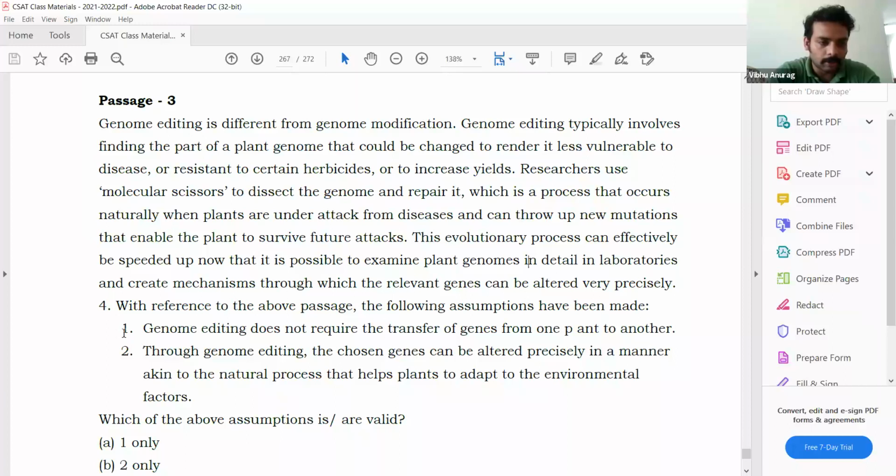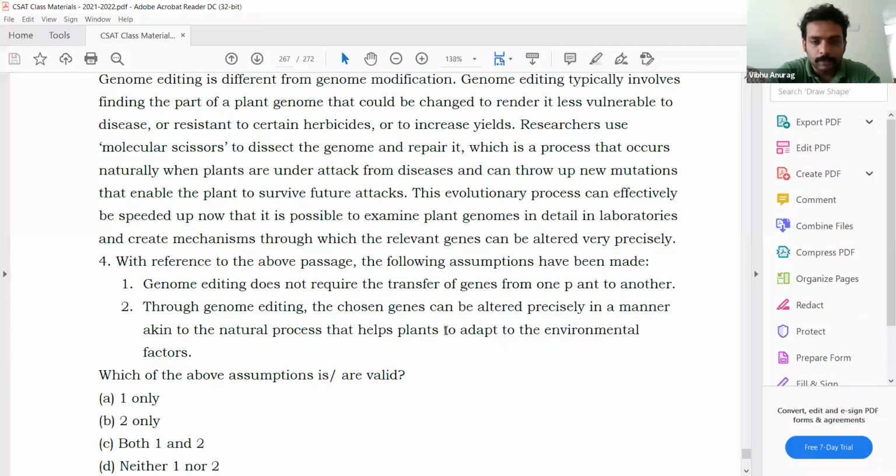So the assumptions of the author. Question 4. Number 1, genome editing does not require the transfer of genes from one plant to another. Yes, the author believes that because he's talking about finding the part of the plant genome that could be changed. So it's in the same plant. So the author believes that you don't need a separate plant for this process. So one is correct. Second one, through genome editing, the chosen genes can be altered precisely in a manner akin, means similar, to the natural process that helps plants to adapt to the environmental factors.